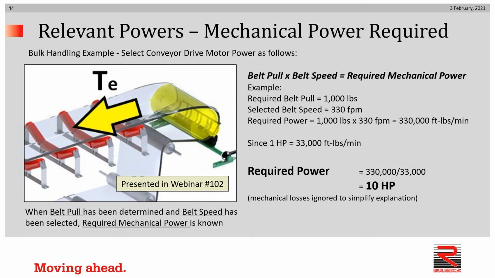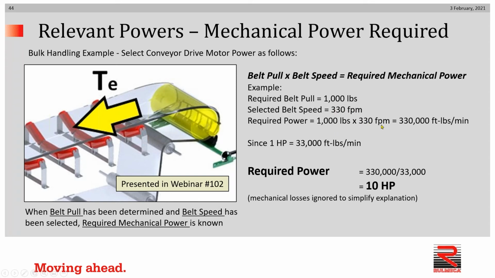Looking more closely at the bulk handling example, how can we select an appropriate conveyor drive motor power? Well, simply stated, belt pull times belt speed equals required mechanical power. Let's say that we've calculated that the required belt pull is 1,000 pounds. And let's say that we have selected a conveyor belt speed of 330 feet per minute.